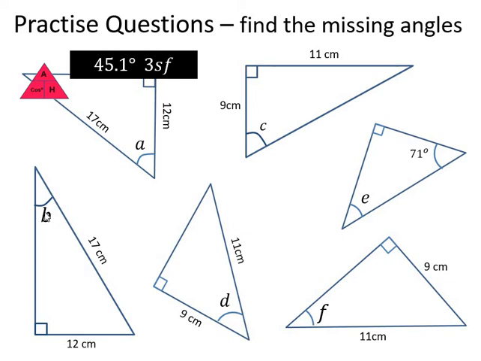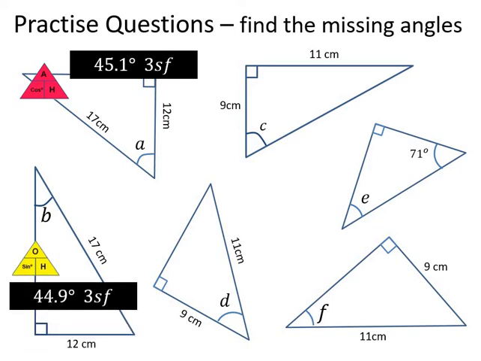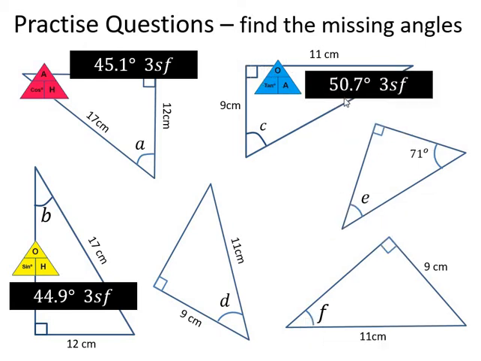For part B, I've been given my hypotenuse and I've been given the opposite. So that means I end up using the sine ratio. And here my angle turns out to be 44.9 degrees to 3 significant figures. For my third one, I've been given my adjacent and my opposite. So that's the tangent ratio. And your angle C turns out to be 50.7 degrees to 3 significant figures.